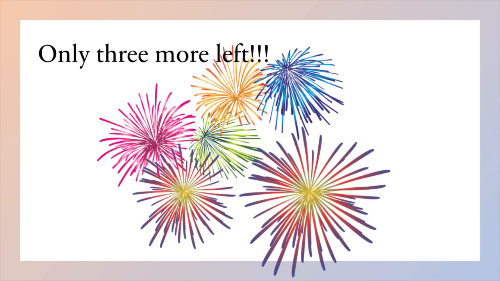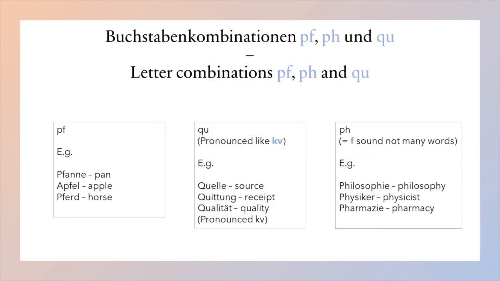Okay, everybody, we have only got three left. The next letter combination is pf. Every time you see pf, you pronounce it gently as pf and not like an angry pf. For example, Pfanne, pan, Apfel, apple, Pferd, horse.